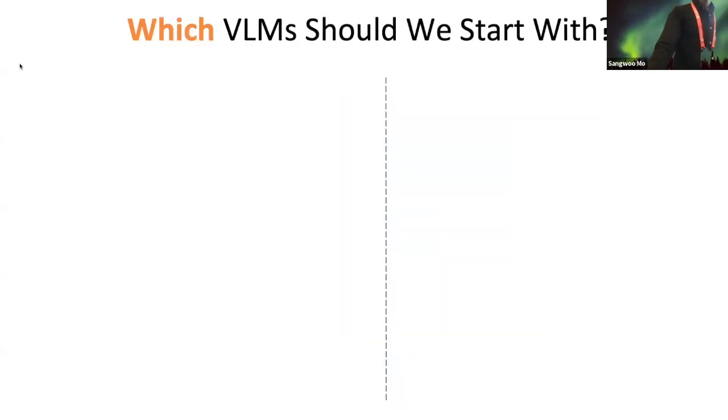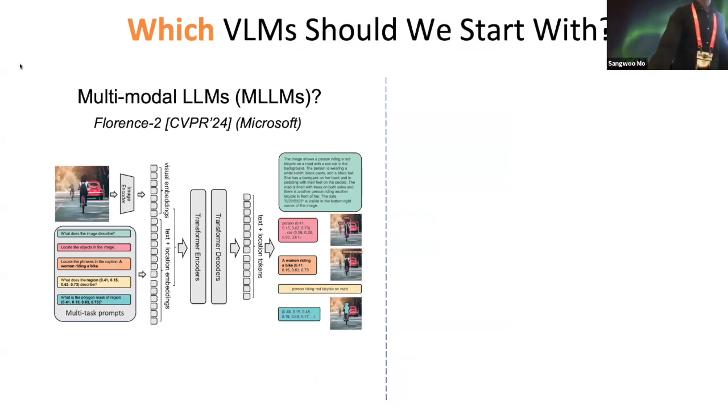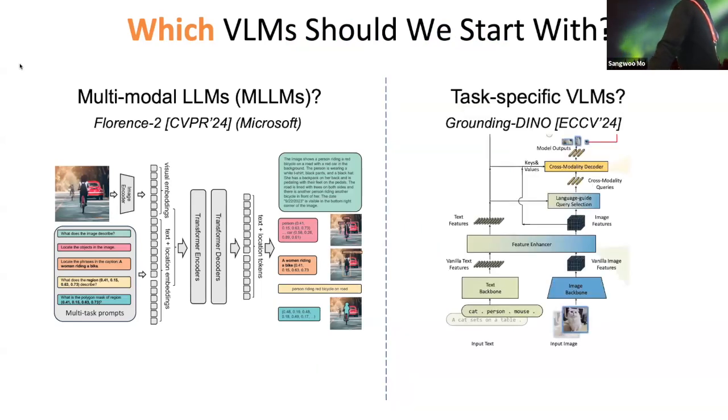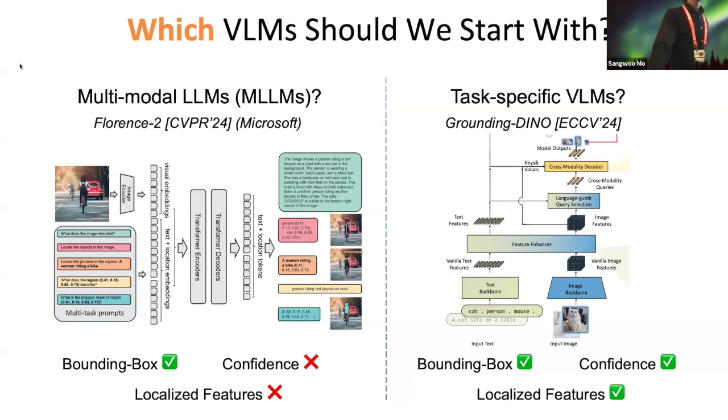But yeah, which VLM should we even extend to this task, or which can we extend to this task? On one hand, we had multimodal LLMs like Florence 2, which can solve a bunch of different tasks. And on the other hand, you have task-specific VLMs like Grounding DINO that just solve one task really well. So for our adaptation, we actually wanted those confidence scores so we could do thresholding. And also, if we wanted a downstream adaptation later with the detections that we already had, then we wanted to have the localized features corresponding to each detection. So for those reasons, we chose to go with task-specific VLMs.